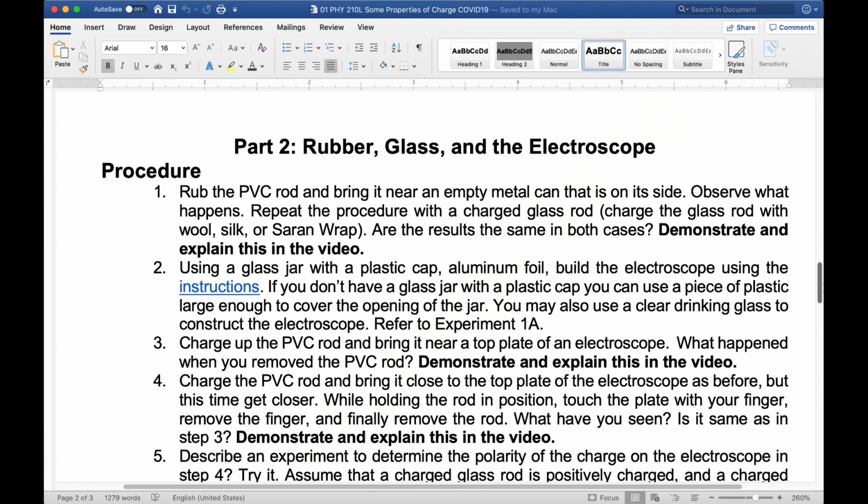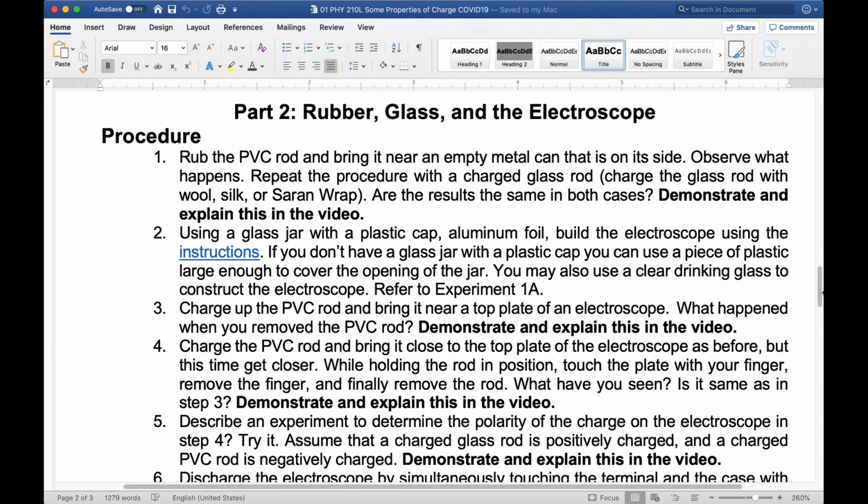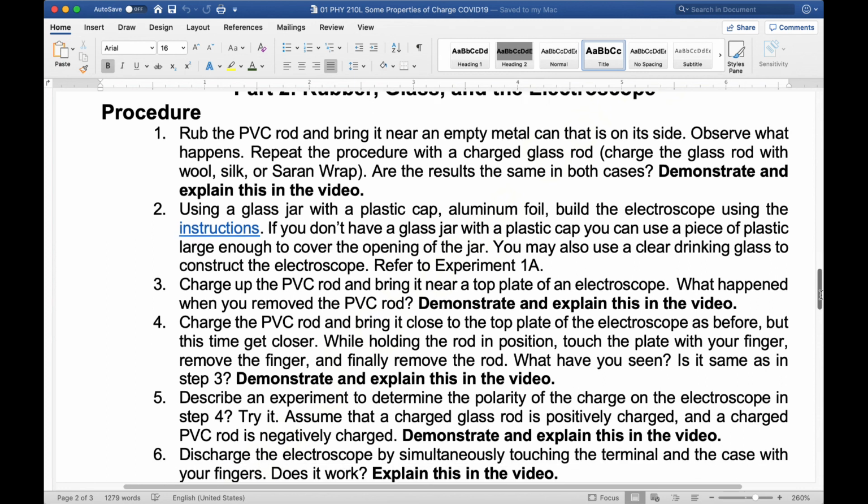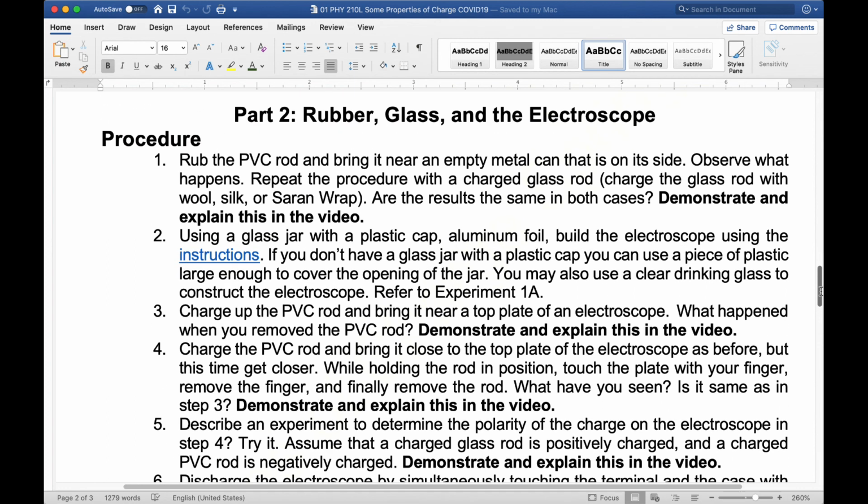Part 2, that's where you use the electroscope. And if you notice in step 1, it says charge the glass rod. Do not charge the glass rod. The glass rod doesn't work very well, because your electroscopes aren't very fancy. So basically what you're going to do is look at how the electroscope works, how it demonstrates that things are charged. Can you design an experiment that indicates whether something is negatively charged or positively charged? Okay, that's what this part is for.